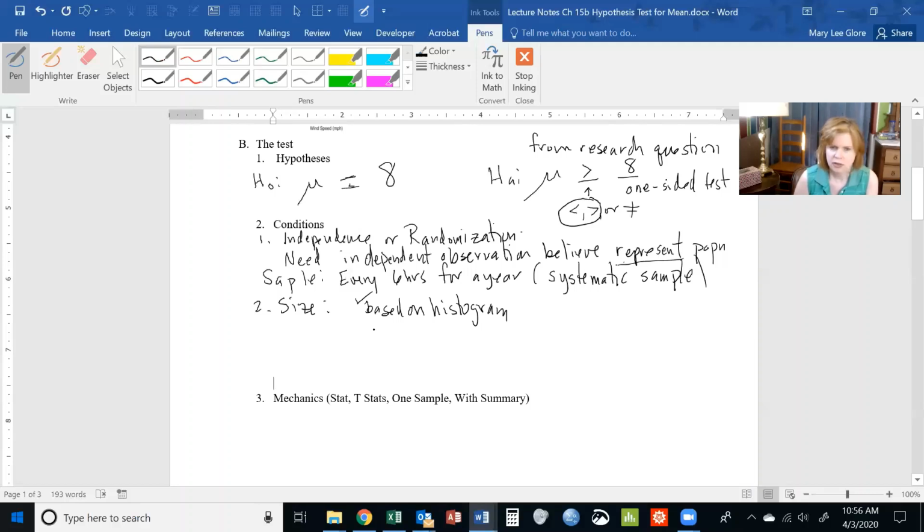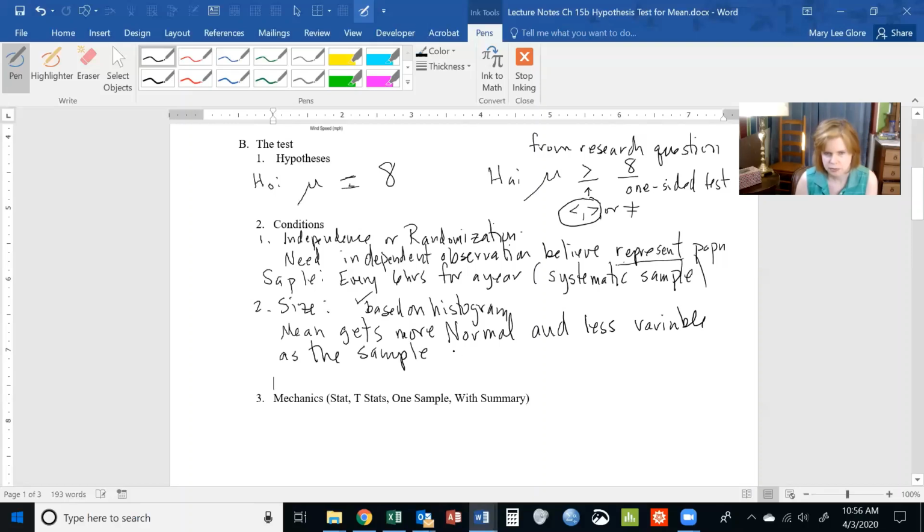So with quantitative data, if we want to know if the mean is normal or not, we learned that as the sample size gets bigger, the mean gets more normal and less variable as the sample size gets bigger. All right, so then how big does the sample size have to be for the mean to get normal? Well, it depends on what the original distribution looks like.